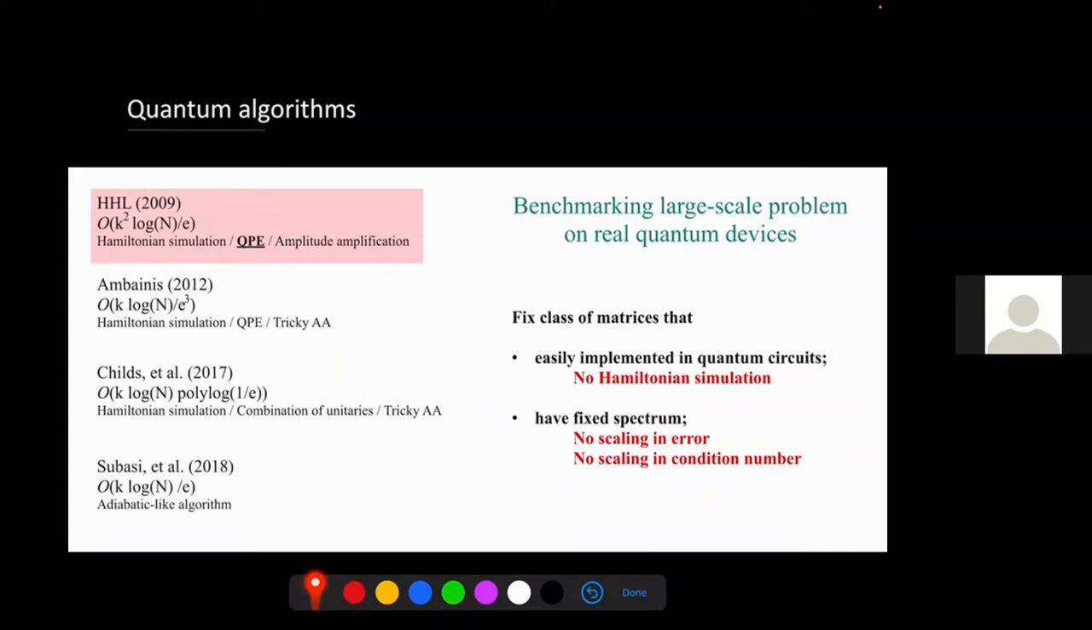So in order to do that, we fixed a class of matrices, starting from some assumptions. The first assumption is that these matrices are easily implemented in quantum circuits. So we do not consider Hamiltonian simulation, and we do not consider the complexity of this operation for this particular work. And also we assume that these matrices have a fixed spectrum. A fixed spectrum gives us no scaling in error, because we can solve the problem with 100% accuracy, since we can encode all the spectrum into a limited number of qubits, and also no scaling in condition number, because the condition number is fixed, since the spectrum is also fixed.